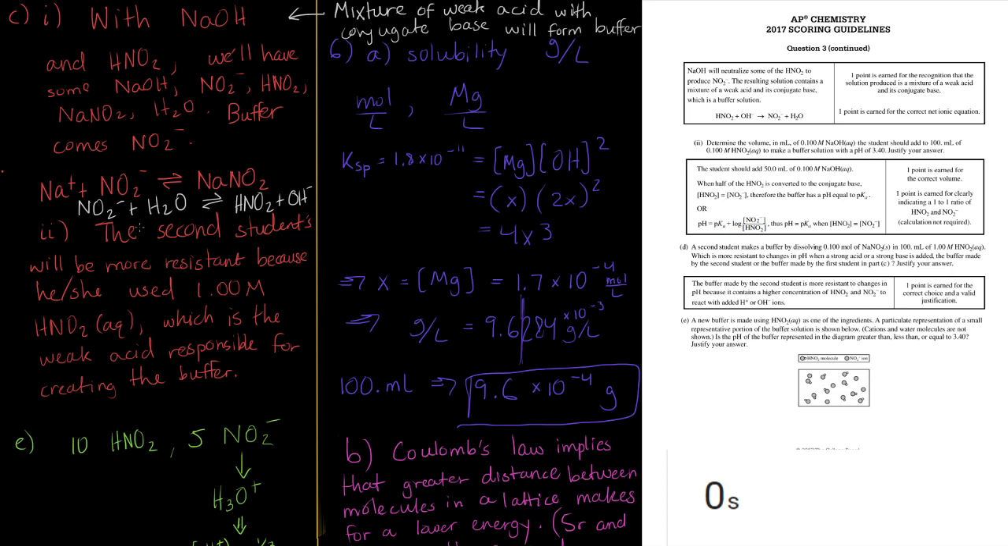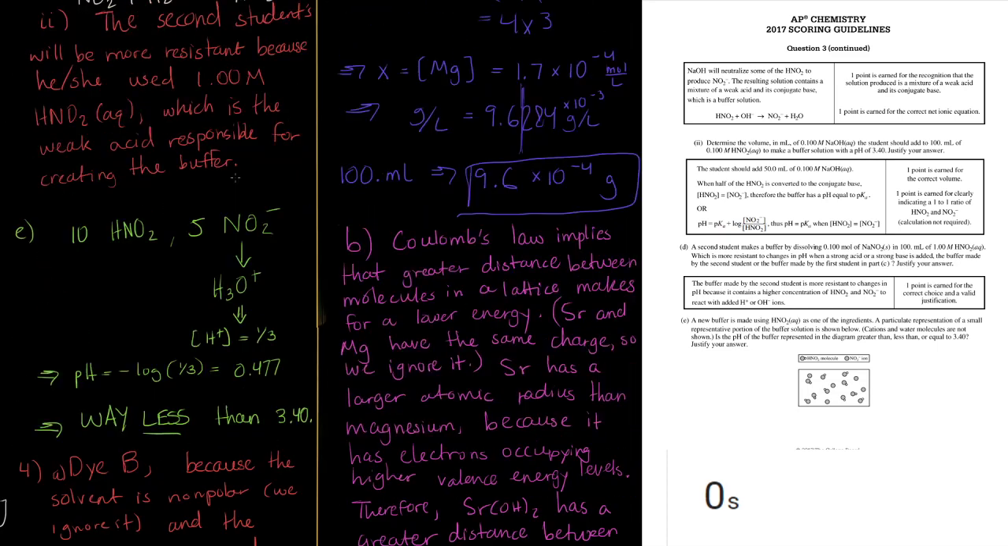Yeah, okay, buffers. So 1 point is earned for the recognition that a solution produces a mixture of a weak acid and its conjugate base. I think I gave no demonstration of that. 0 points, unfortunately. So a buffer is a weak acid with a conjugate base, and the net ionic equation is just the net ionic equation for that weak acid. Nothing else matters. Okay.